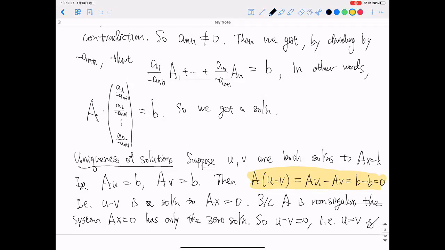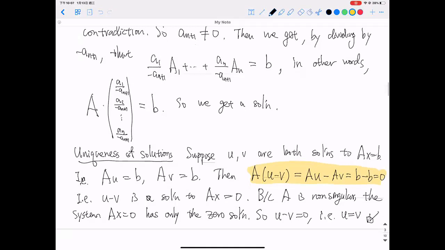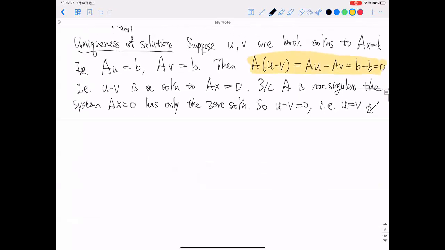All right. So that's about non-singular or singular matrices. Now let's move on to the next discussion, which we can motivate a bit as follows.